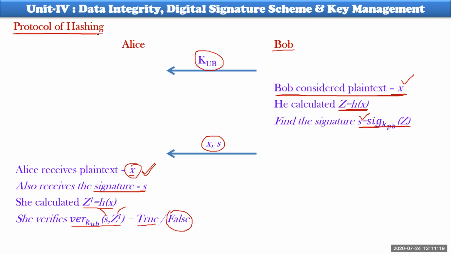And how can the protocol be implemented? Implemented in the sense of how this H of X could be implemented. That is the question here. And how the signature is generated here. Signature generation is not a big deal, but H of X is very important to generate here. To generate the hash value of one particular plain text, we are using one specific algorithm, SHA, the secure hash algorithm.